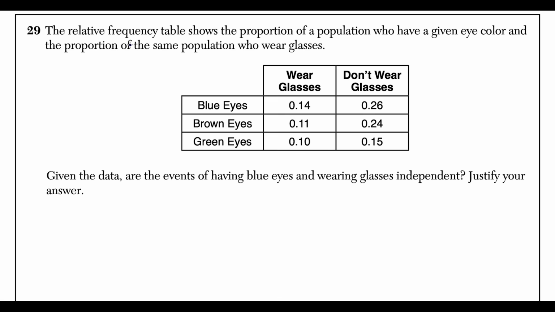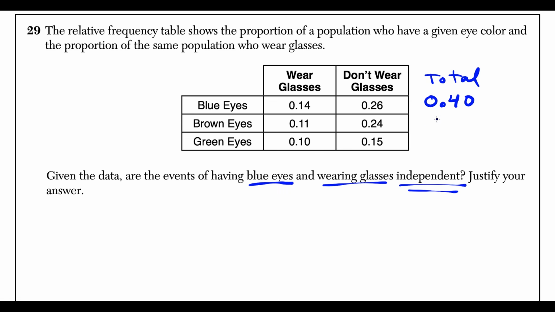For question 29, we have a relative frequency table. And given this data, we want to know, are the events of having blue eyes and wearing glasses independent? And we need to justify our answer. But for this question, what I like to do is come up with a total column here. So if we add up 0.14 plus 0.26, that's going to give us 0.40. And what this tells us is how many people have blue eyes in this selection of people here. So 40% of the people have blue eyes, and the blue eye people either wear glasses or they don't.